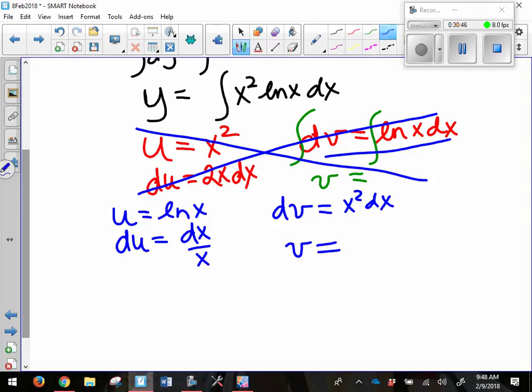So Maggie, what's v going to be? Just take the antiderivative. Reverse power rule. Now x cubed over 3, right? I know you had a day away from us and you lost it all, but that's okay. All right?